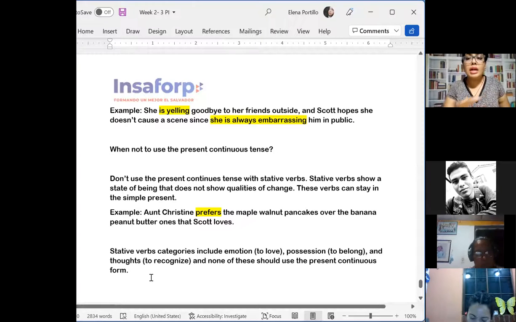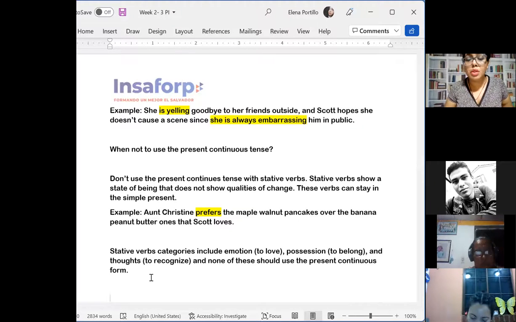Tenemos siempre una excepción a la regla. Siempre va a haber una excepción a la regla, porque hay algunos verbos que son dinámicos y son estáticos. Y esos son algunos verbos que sí podemos utilizar en esta estructura, porque se utilizan de las dos formas. So we are going to have here the exception to the rule.